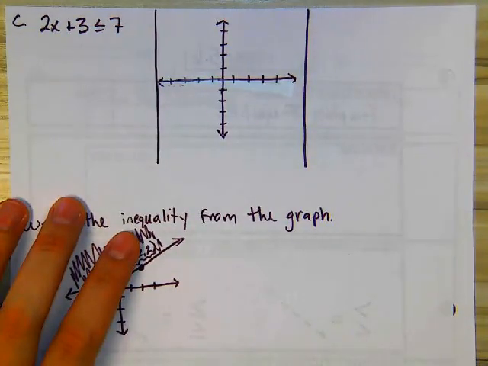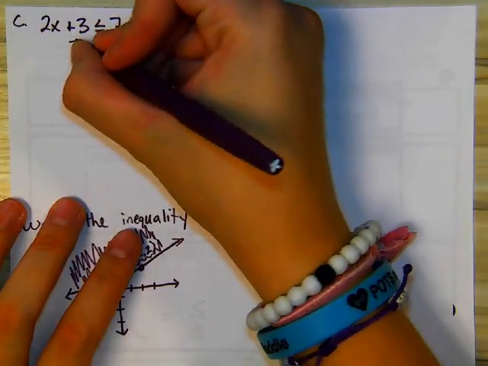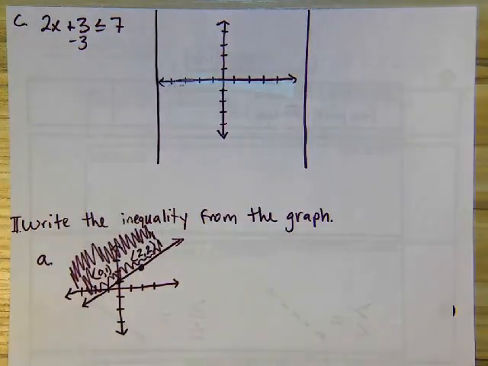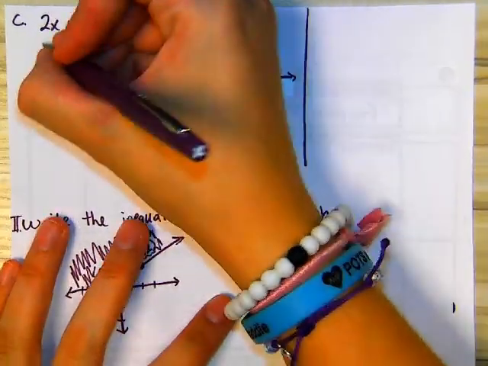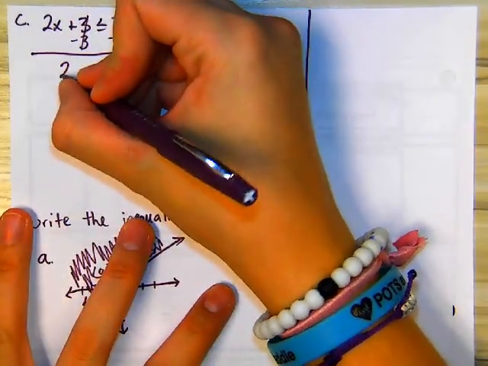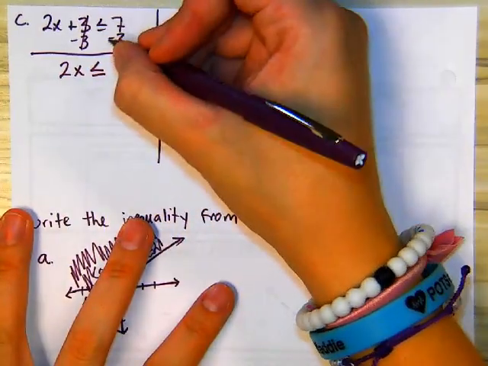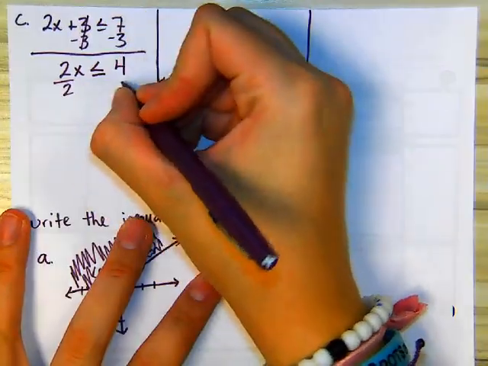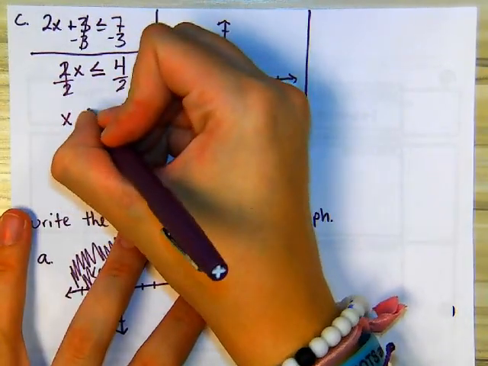So the first thing we want to do is, in this one, notice that there's no y. Since there's no y and there's only one variable, we want to just solve for that one variable. So we're just going to solve for x. That's why I'm subtracting 3. We get 2x is less than or equal to 4, and then we divide by 2 to give us x is less than or equal to 2.